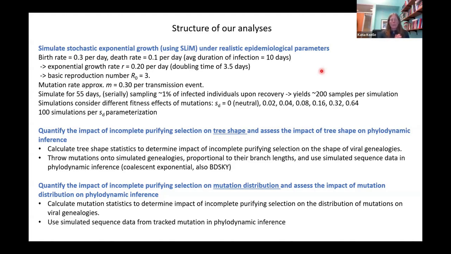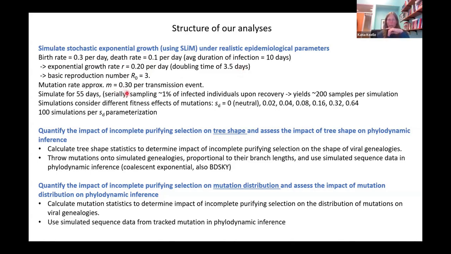We used SLiM, and I know that the Beers hybrid program had a whole session on how to use SLiM, so that was great. We used SLiM to simulate stochastic exponential growth under realistic epidemiological parameters. Here we used a birth rate of 0.3 per day and a death rate of 0.1 per day, corresponding with an average duration of infection of 10 days. This yielded an exponential growth rate of 0.2 per day with a doubling time of 3.5 days, similar to pandemic flu or SARS-CoV-2.